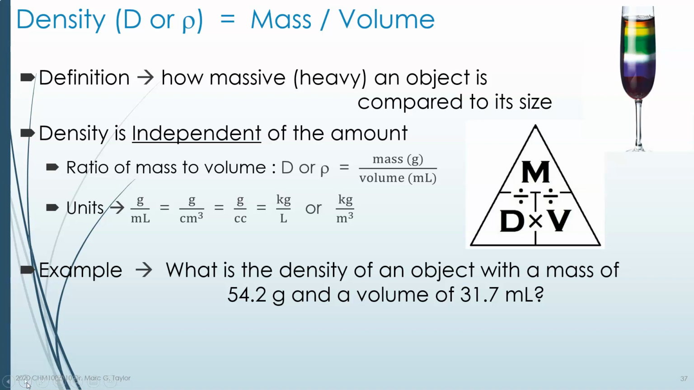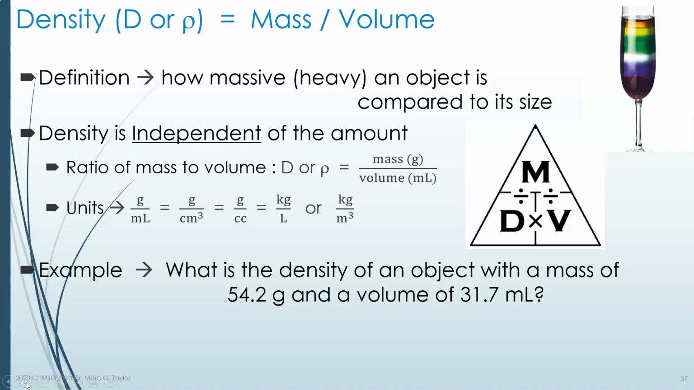So here's an example of a fairly simplified problem. What is the density of an object with a mass of 54.2 grams and a volume of 31.7 milliliters? Now, if you look at the triangle right above, it's a mnemonic for remembering the formula. What this shows is that M is equal to D times V. In other words, the mass is equal to the density times the volume. If you're looking at the left side of this triangle, the mass divided by the density is equal to the volume, and if you look at the right side of the triangle, the mass divided by the volume is equal to the density, and this is the original equation that we had.